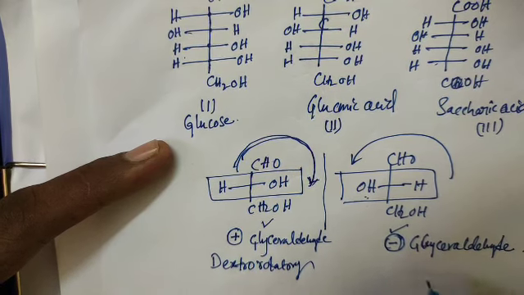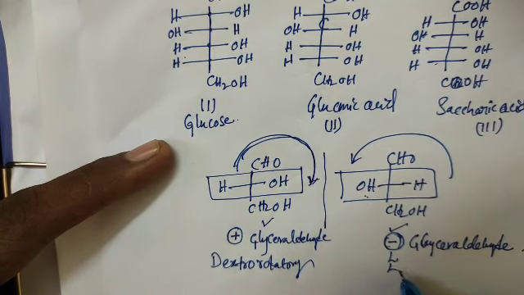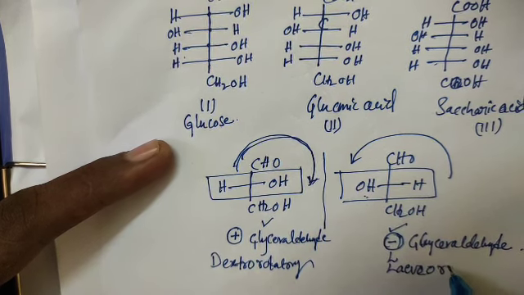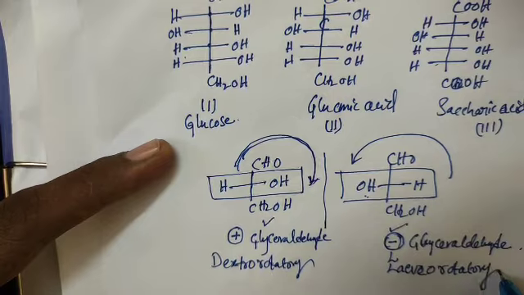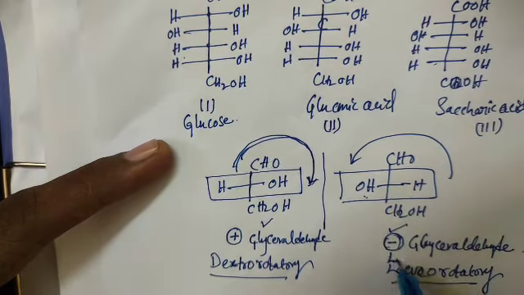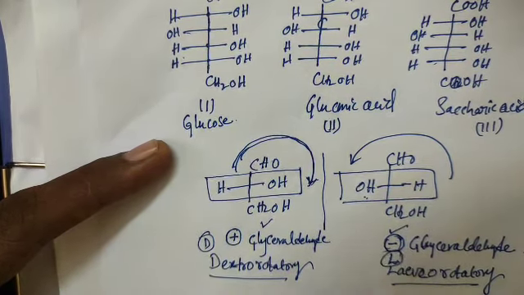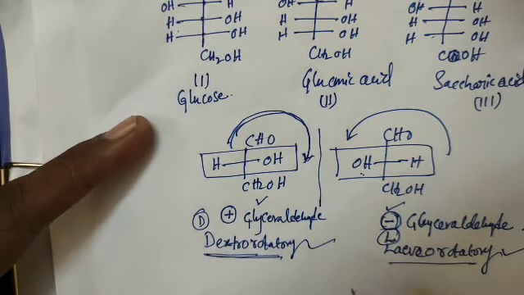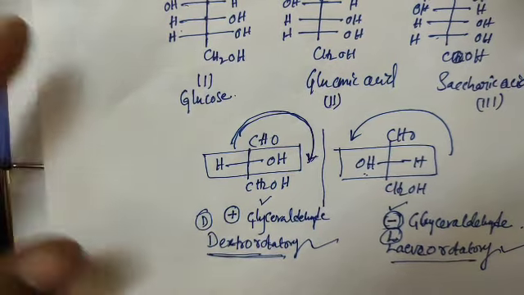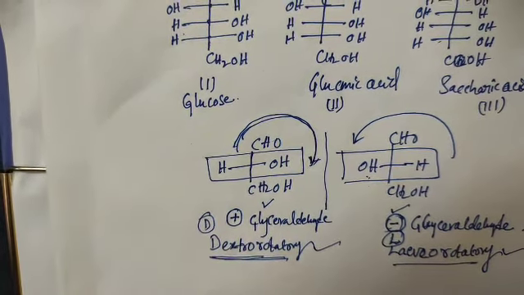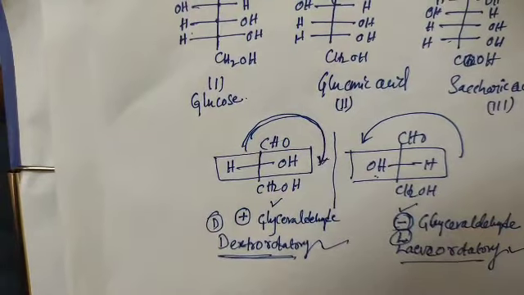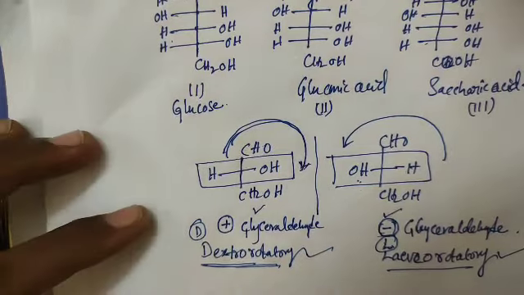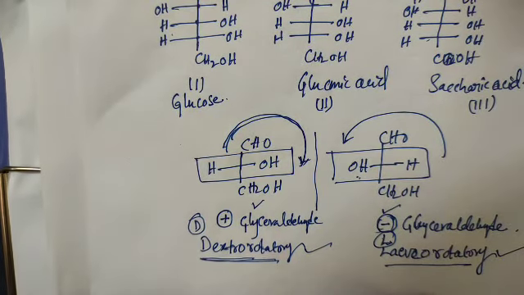Anti-clockwise is L, which means levorotatory. So L means levorotatory and D means dextrorotatory, as in L glucose and D glucose. That is the difference. Alpha and beta we will discuss later. Now these are the L glucose and D glucose differences.